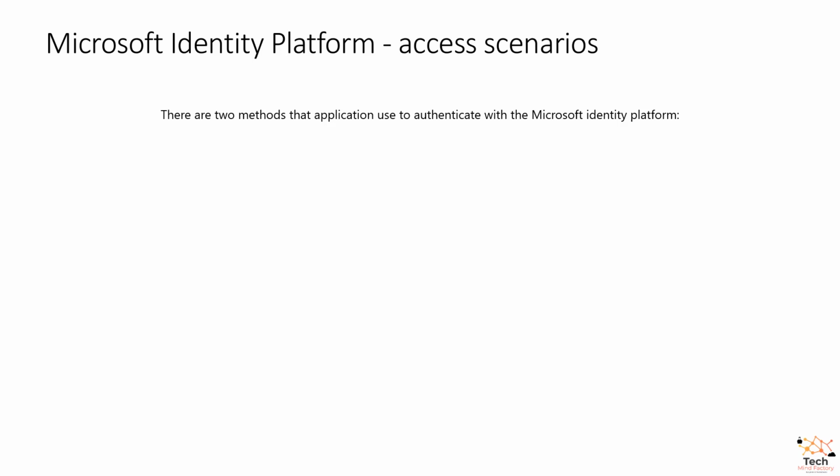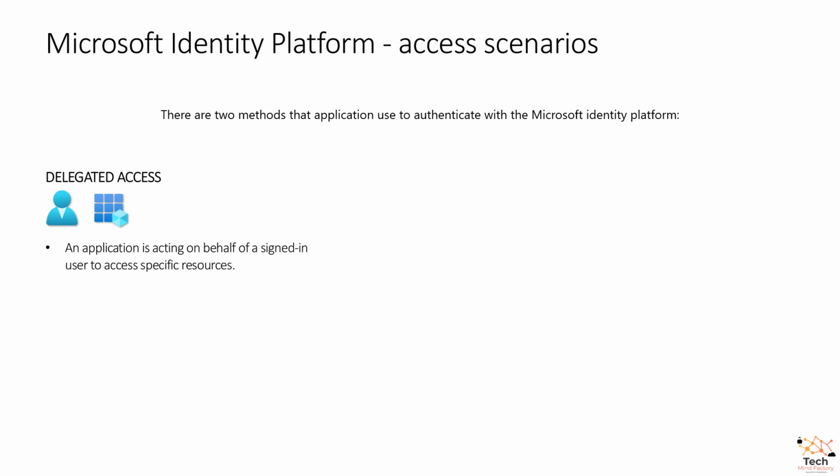If you watched my previous videos, you probably remember that I mentioned that there are two methods that applications use to authenticate with Microsoft Identity Platform. It can be delegated access, so an application is acting on behalf of a signed-in user to access specific resources.